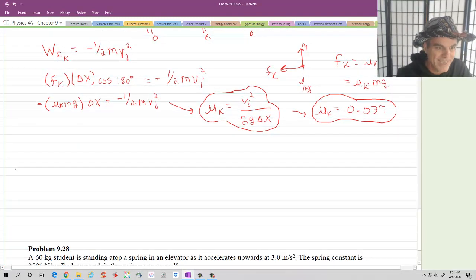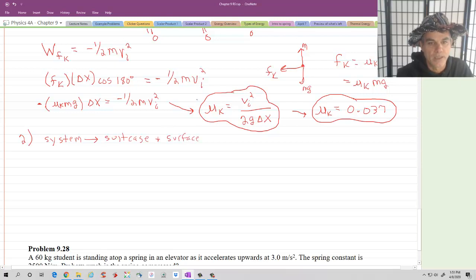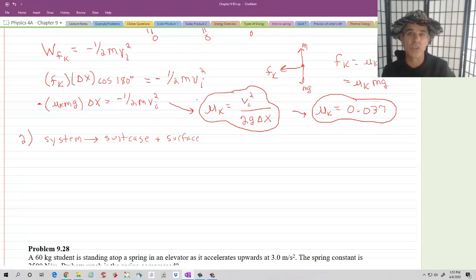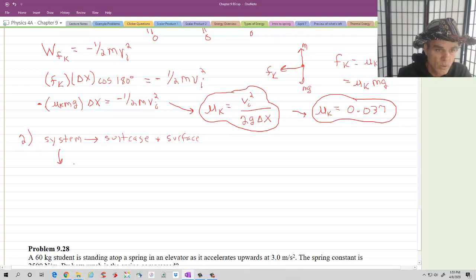So let's do this problem again, but now let's include as our system the suitcase plus the floor, or let's say plus the surface. Again, it's not the entire Earth pulling down on the suitcase that I'm including as part of the system. It's just the surface that the suitcase is on. Now, how does that change things? Well, now the normal force and kinetic friction are not part of the system, but these are now internal forces.